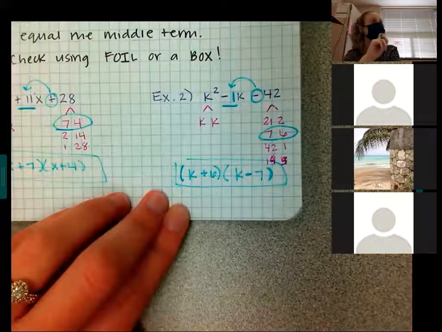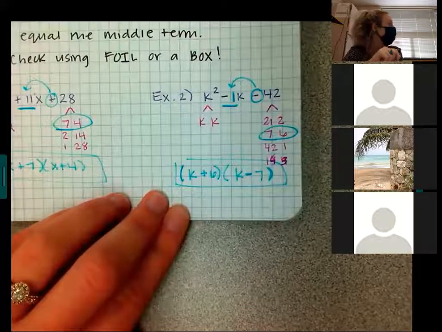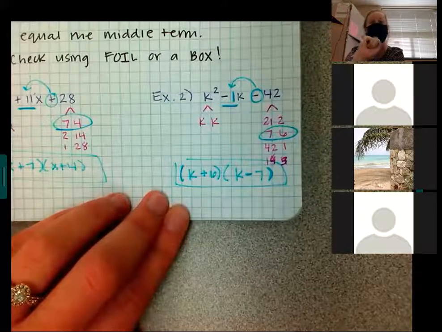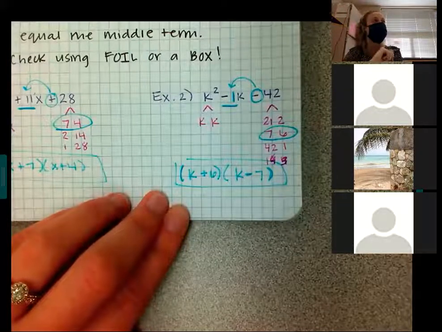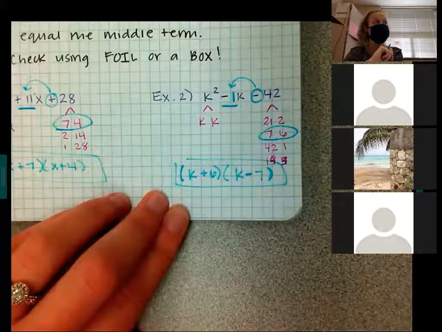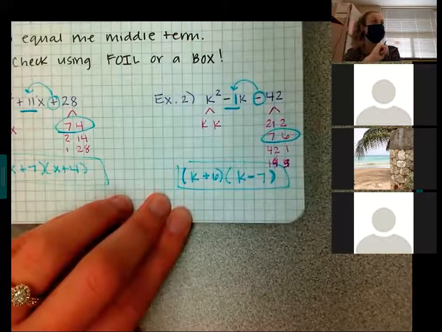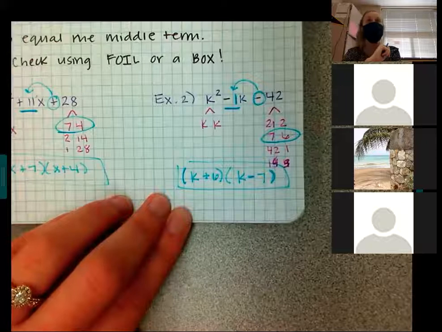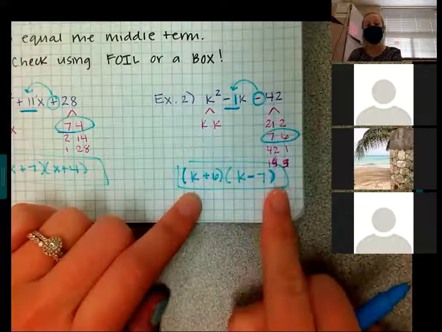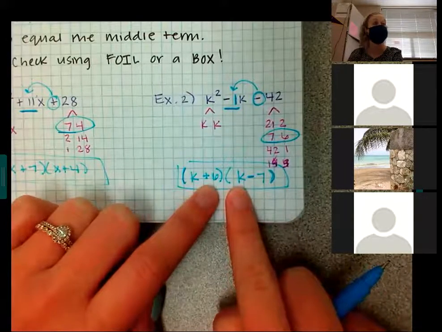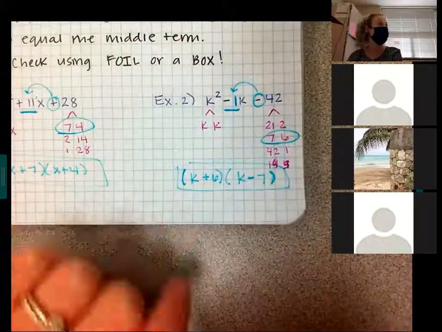Now, this is why I told you it's so important to check. I bet a bunch of y'all on the test on Friday, I'm calling it now, are going to flip the signs. You're going to have it backwards. If you are checking yourself with box or foil, you're going to catch that mistake and you'll be able to fix it. If you're not checking yourself, you're not going to catch the mistake. So if we foil this back out, we do end up getting negative 7K plus 6K, which is negative 1K.